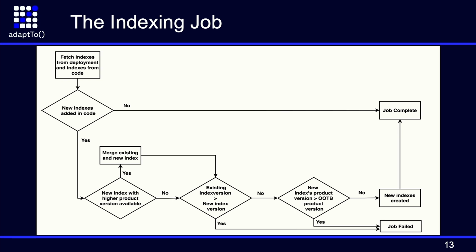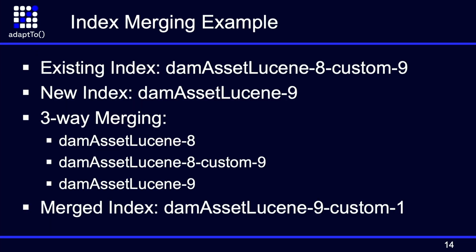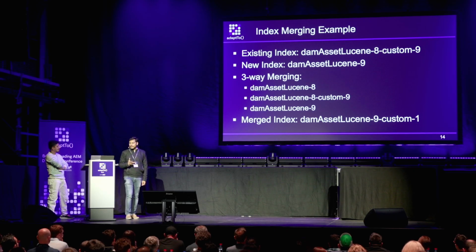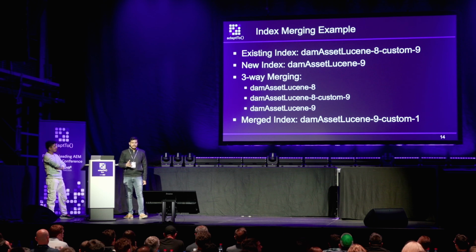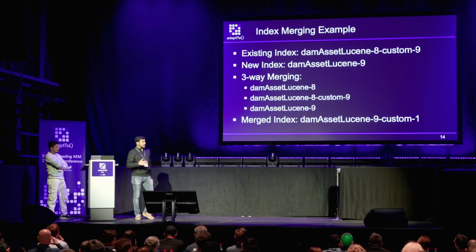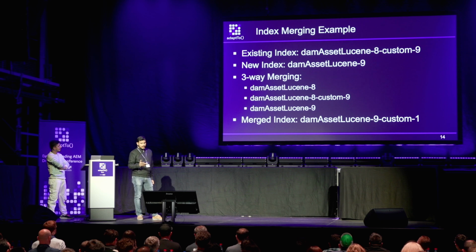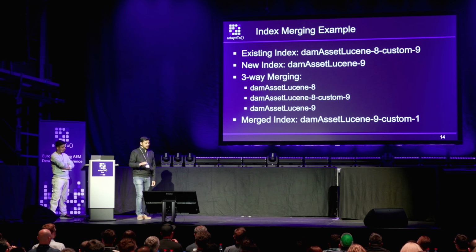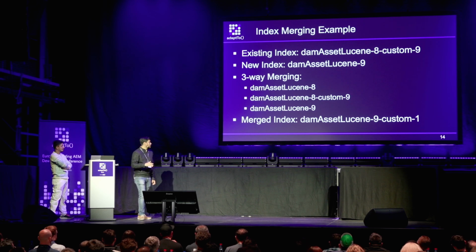In case we find new indexes, then we first check if there is any index where the product version has changed. If that's the case, another process comes into the picture, which is merging of indexes. So here's an example for the merging of indexes. Let's say we have an existing index, DAM asset Lucene 8 custom 9, and the new index which is coming is DAM asset Lucene 9. So we do a three-way merging of these indexes: the out-of-the-box index, the custom version of the index, and the new version which is coming in.